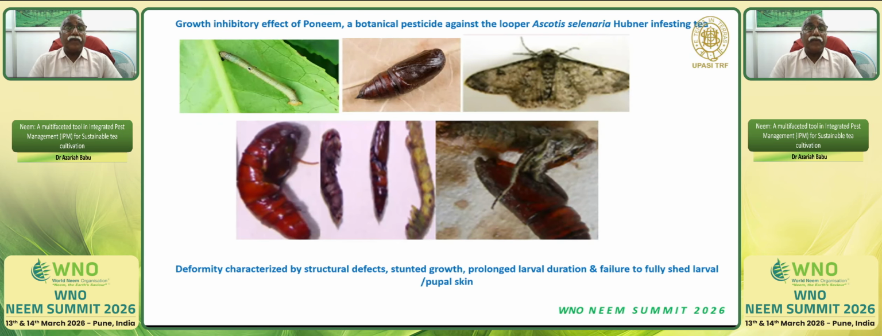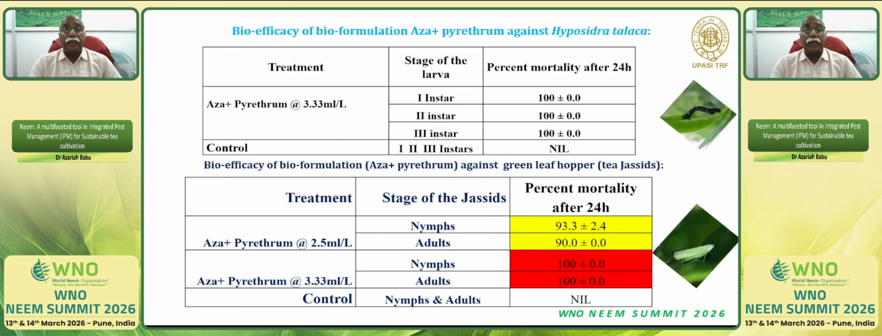Based on that, we found out the growth inhibitory effect of neem as a botanical pesticide against the looper. On the top, you can see the normal larva, pupa, and adults, and when treated with neem, deformities characterized by structural defects, stunted growth, prolonged larval duration, failure to fully shed their cuticle, and malformed adults are also formed because of the treatment.